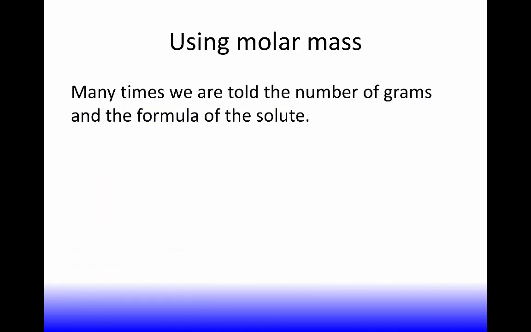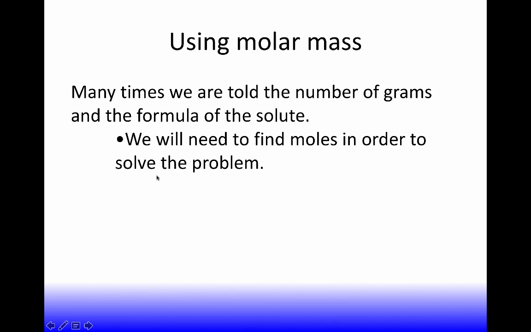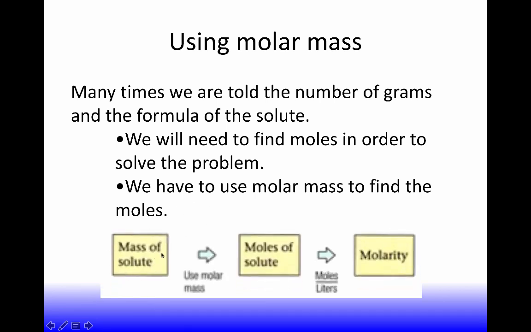Now, molar mass is very important to understand because most of the time you're not told the moles. A lot of times you're told the number of grams, or we have to calculate how many grams of a solute to add to make a certain solution. So most of the time we get grams and we get the formula of the solute. In order to find molarity, we need moles per liter of solution, so we've got to get to moles. We have to use the molar mass to find the moles. So mass of solute, we'll end up dividing by the molar mass. That'll give us moles of solute. And then if we know the volume in liters, we can calculate molarity because it's moles per liter.